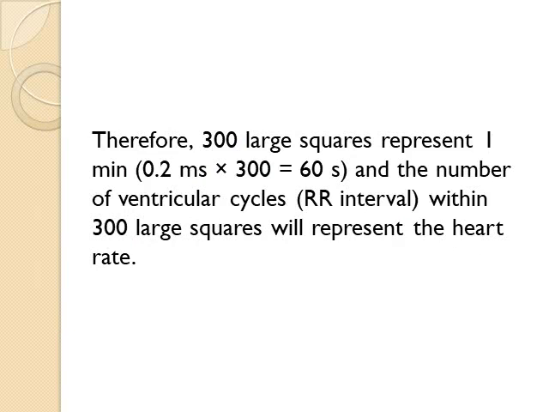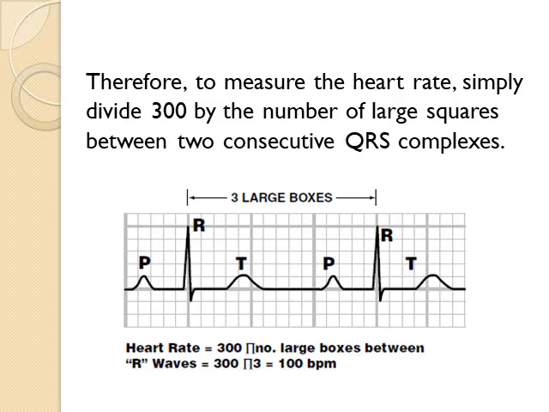Therefore, 300 large squares represent 1 minute, and the number of ventricular cycles within 300 large squares will represent the heart rate. Therefore, to measure the heart rate, simply divide 300 by the number of large squares between two consecutive QRS complexes. In this ECG, the number of large squares is 3. The heart rate is 300 divided by 3, which is 100 beats per minute.